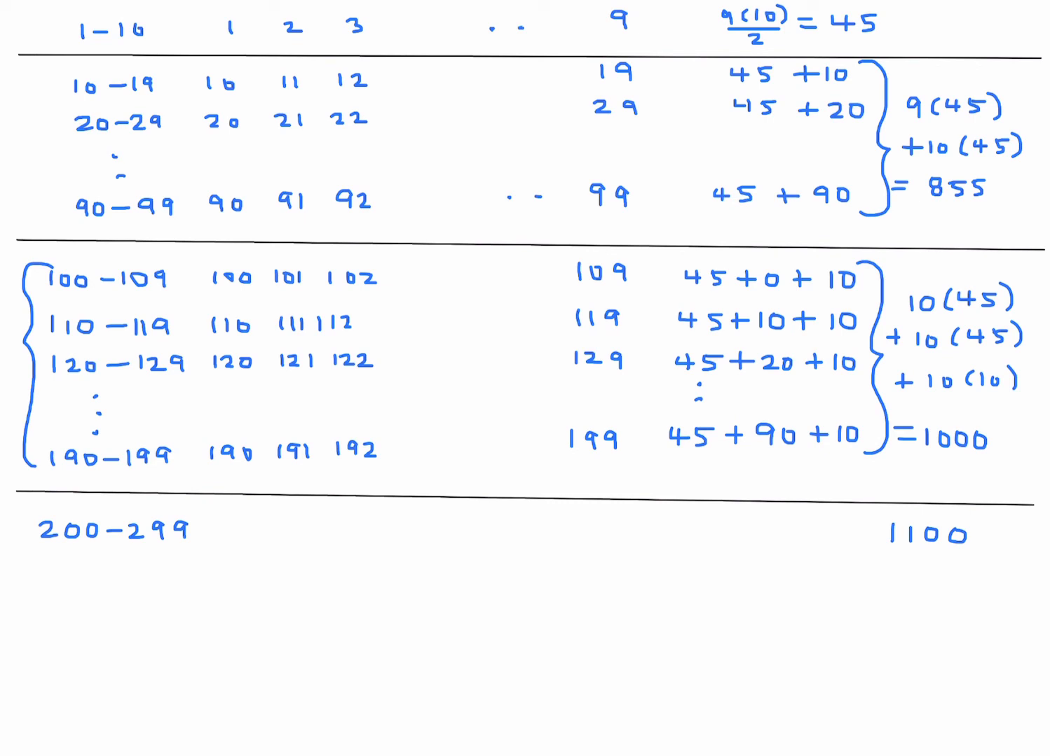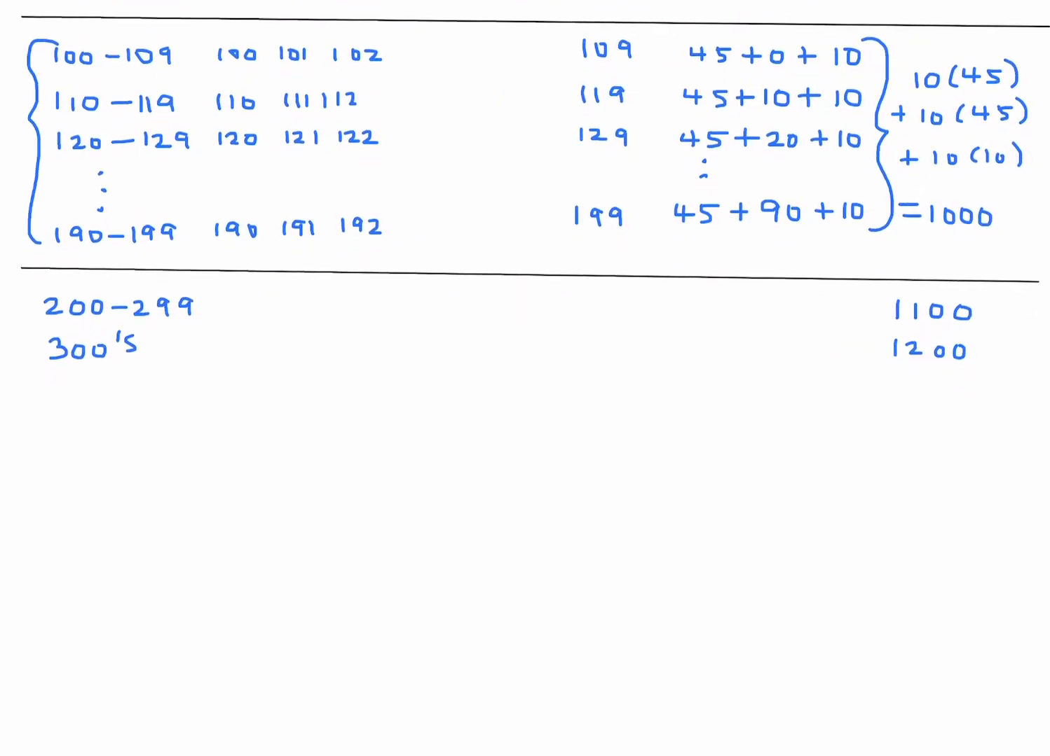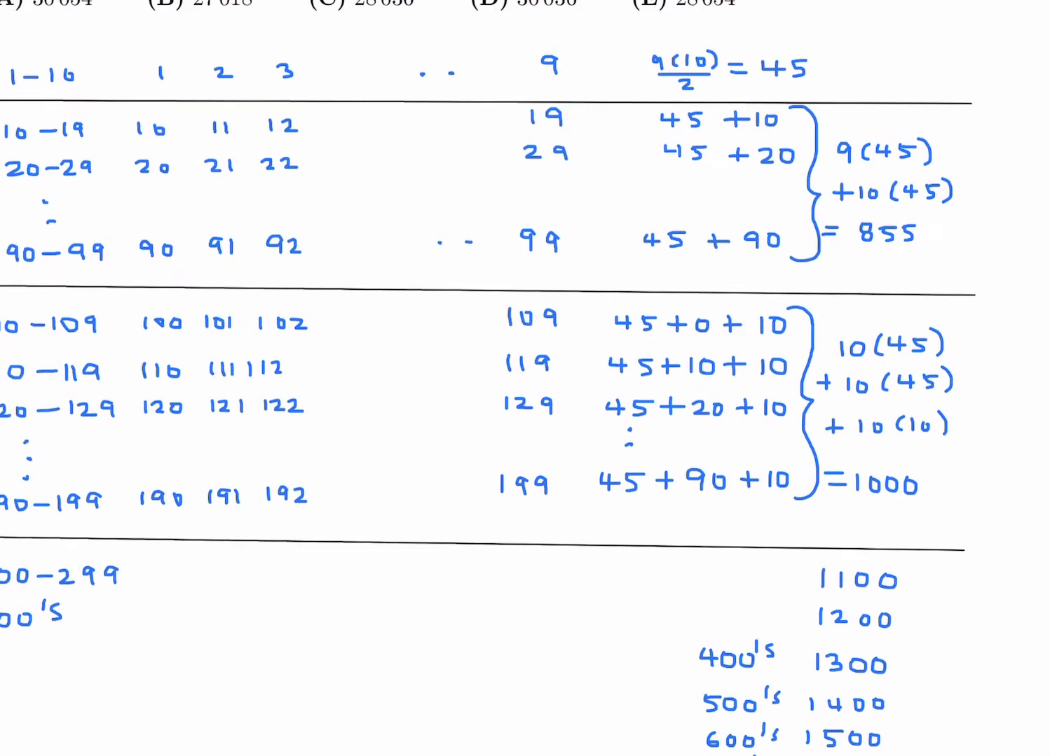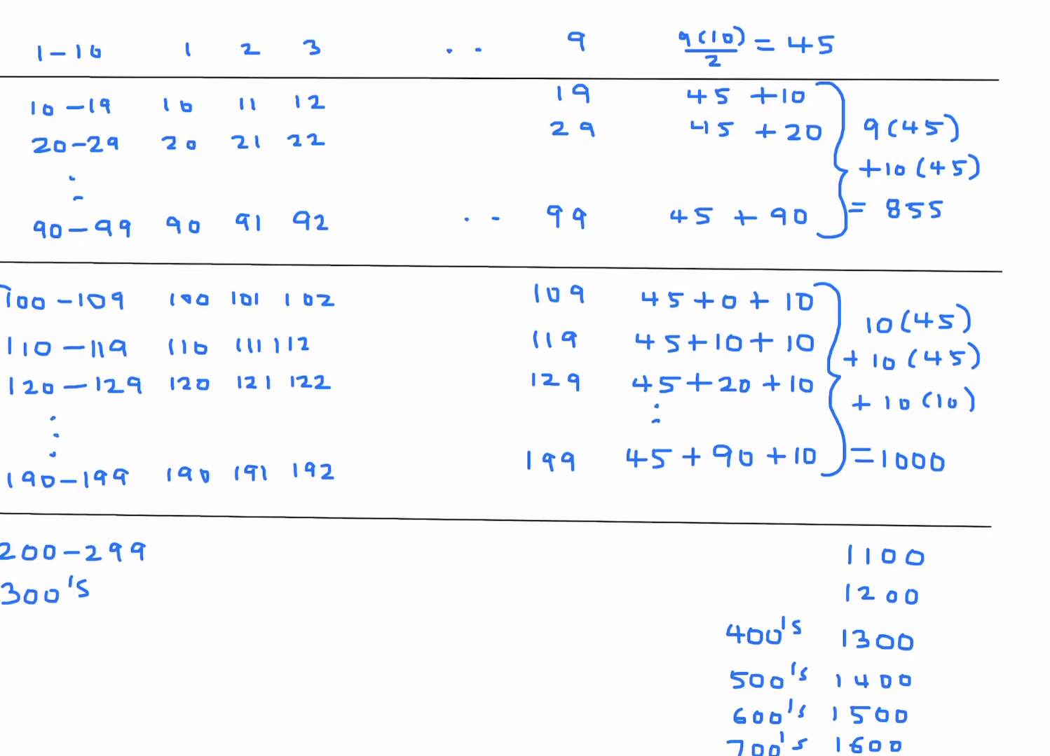Nothing changes. If I do the 300s, I will get a sum of 1,200. And so on and so forth. I'll just write them side by side. The 400s, when I add up all the digits, will be 1,300, and so on. Now at this point, we have finished with the 900s, and we are now moving into the 1,000-plus numbers. But there is a fortunate shortcut to doing that, and I will explain as follows.